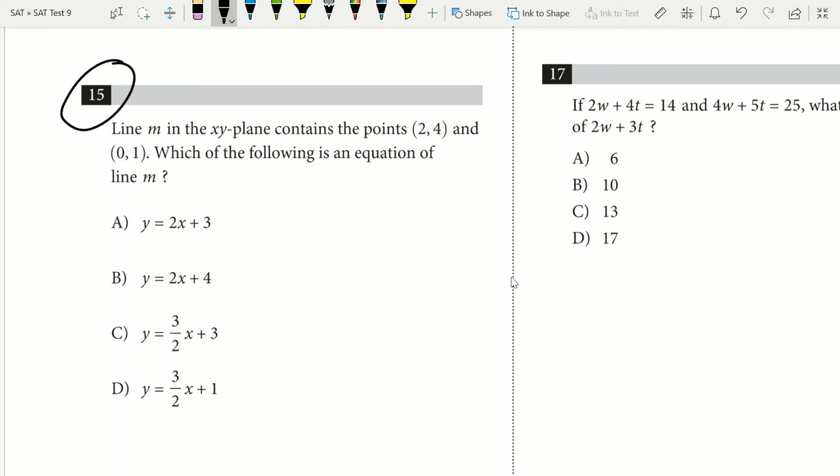All right, your 30 seconds is now up. I hope that you solved this one in right around 5 seconds. I'm going to show you why here. We see line M in the xy plane contains the points (2, 4) and (0, 1), which defines an equation of line M. First thing I'm looking at is I see I have x as 0 and then y as 1. That means my y-intercept's 1. Since I see these are all linear equations, I find the one with plus 1. There's only 1. My answer is D.